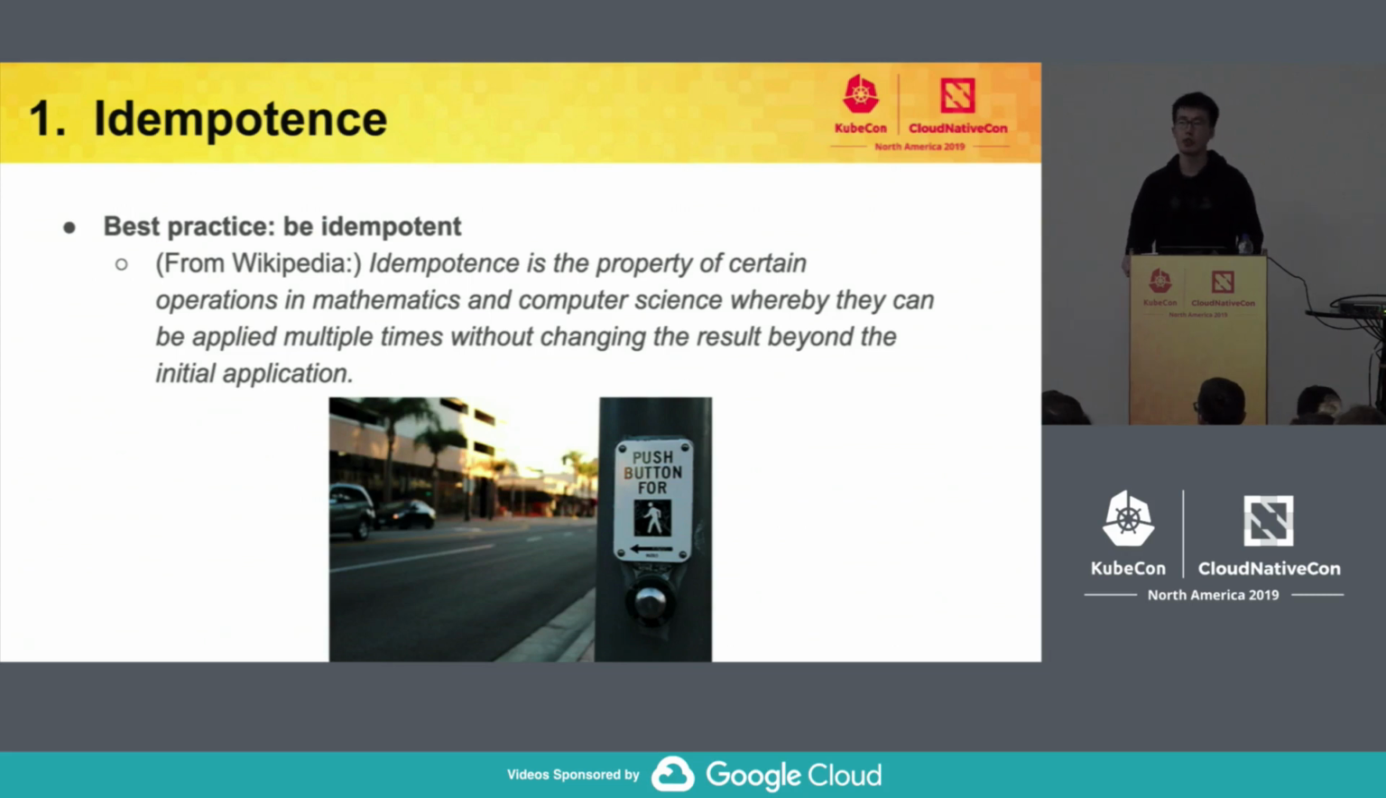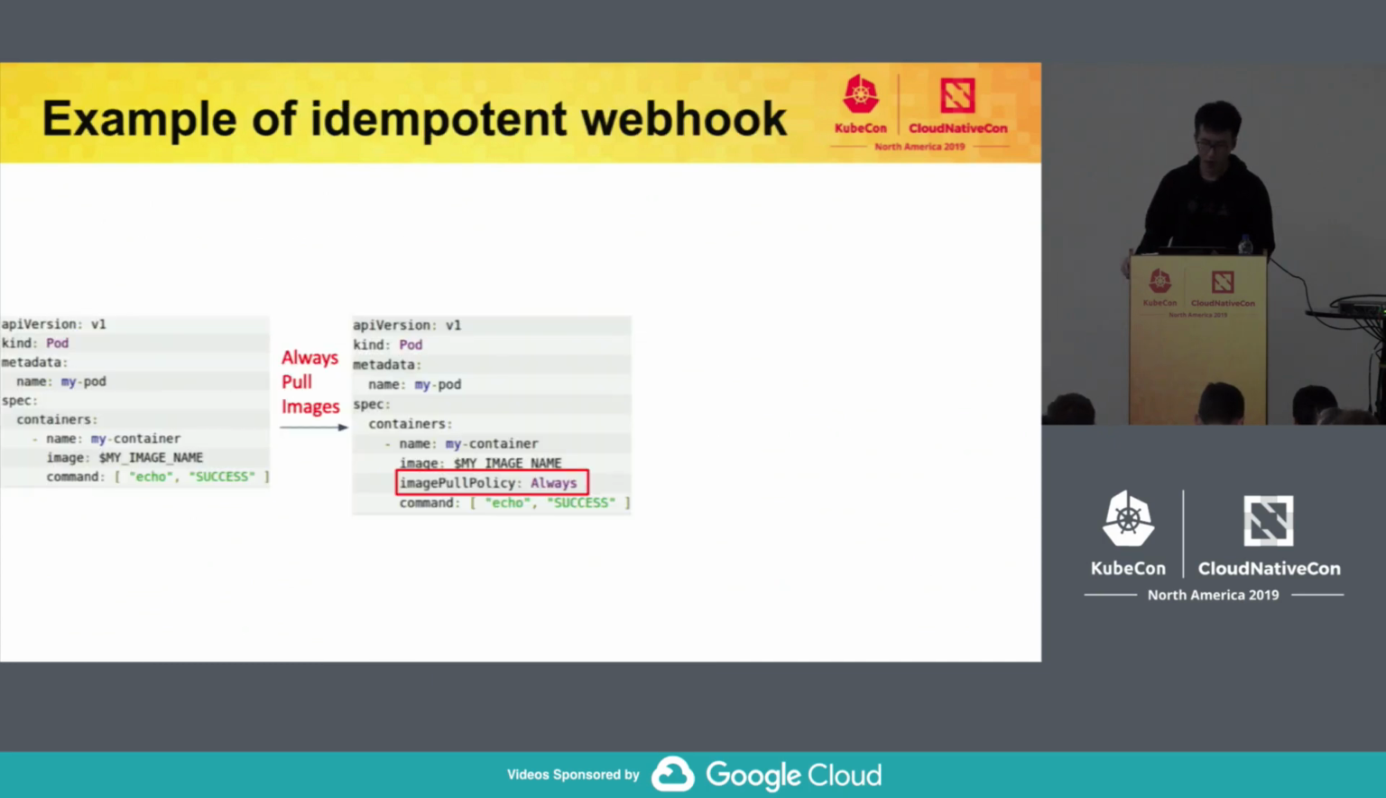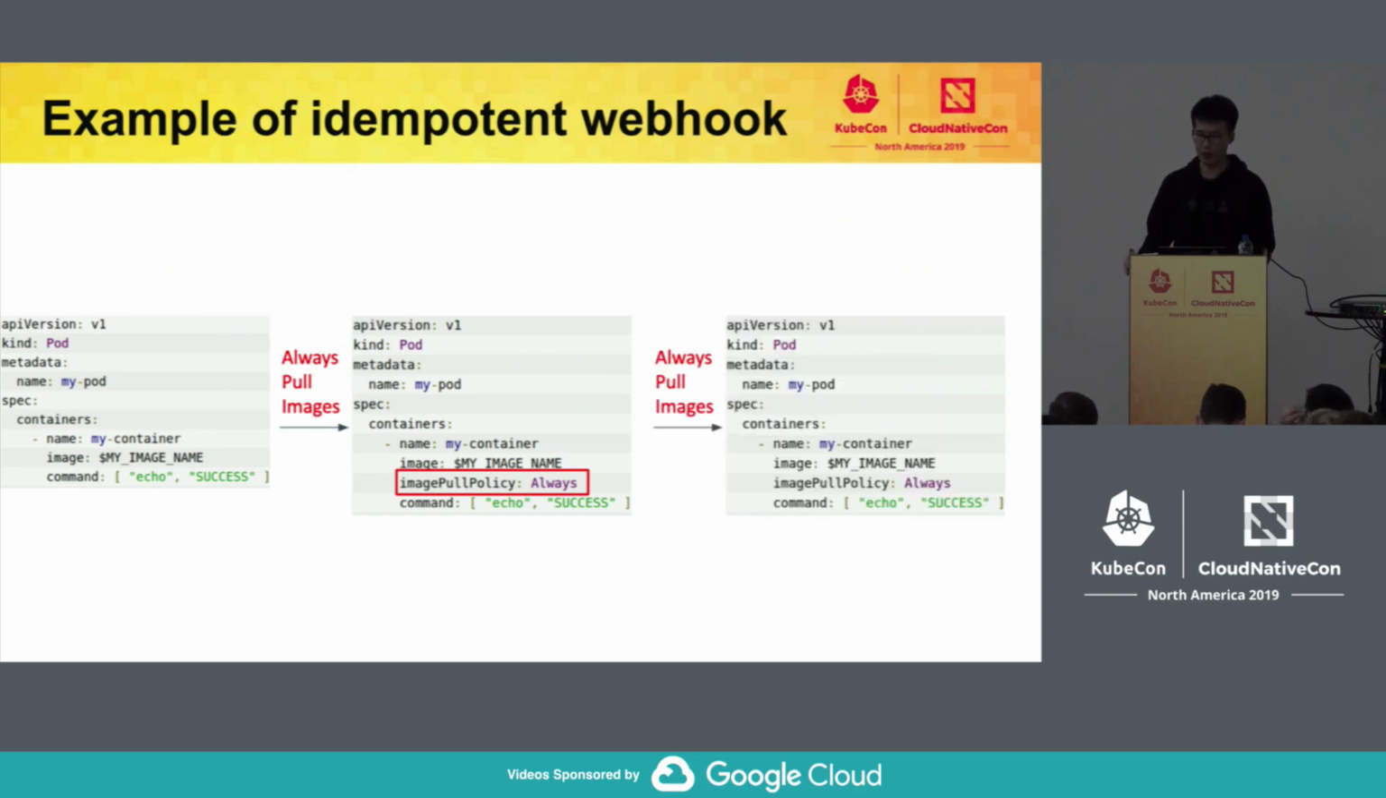Now we understand that Kube API server may call my mutating webhook twice. The best practice is for my mutating webhook to be idempotent. And an idempotent mutating webhook is able to successfully process an object it has already admitted and potentially mutated. The always pull image webhook is a good example of an idempotent webhook because applying the webhook on its output won't change the result.